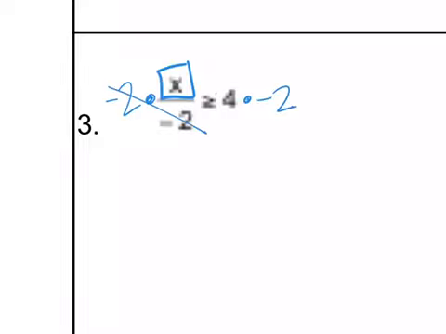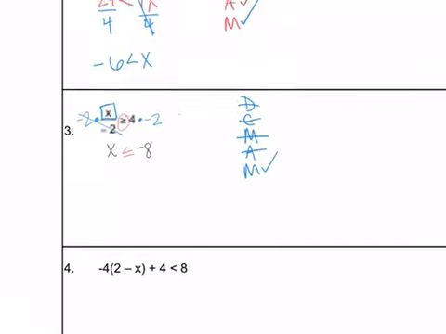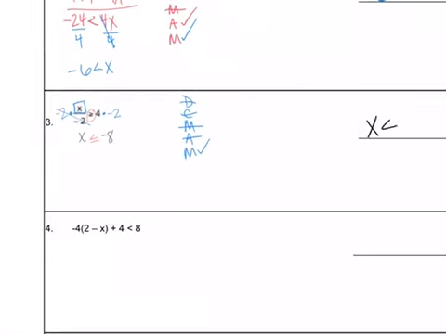Now when we do that, remember that inequality sign, because I am multiplying by a negative, that inequality sign is going to flip. On the left side, the -2's cancel and I'm left with x. On the right side, 4 times -2 is -8. So my full answer is going to be x is less than or equal to -8.